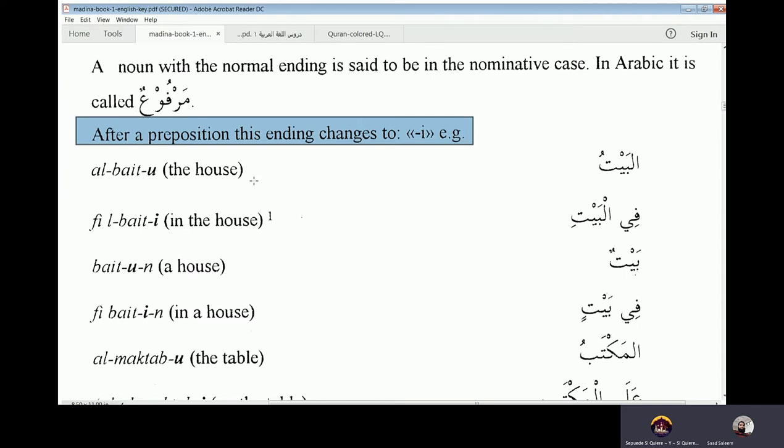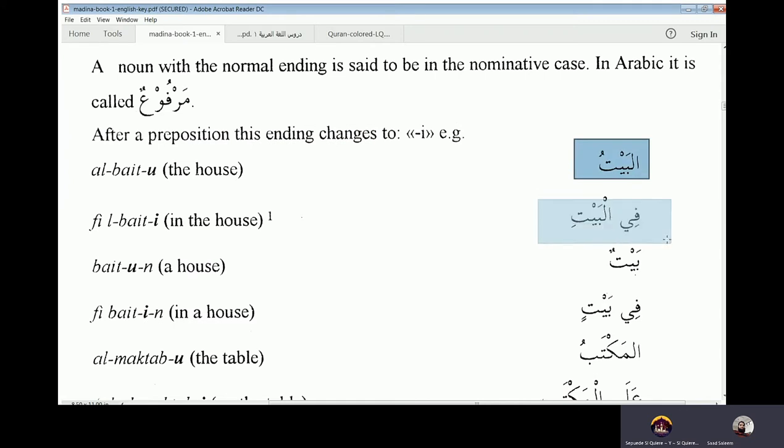After a preposition, this ending changes to kasra. Albeitu, the house. Filbeit, in the house. So you see that when we use harf jar, we cannot use the dhamma, we use kasra here. Filbeit, okay. So this is the change. As you see, in the first we use dhamma at the end, but here because of a harf jar we are using kasra.